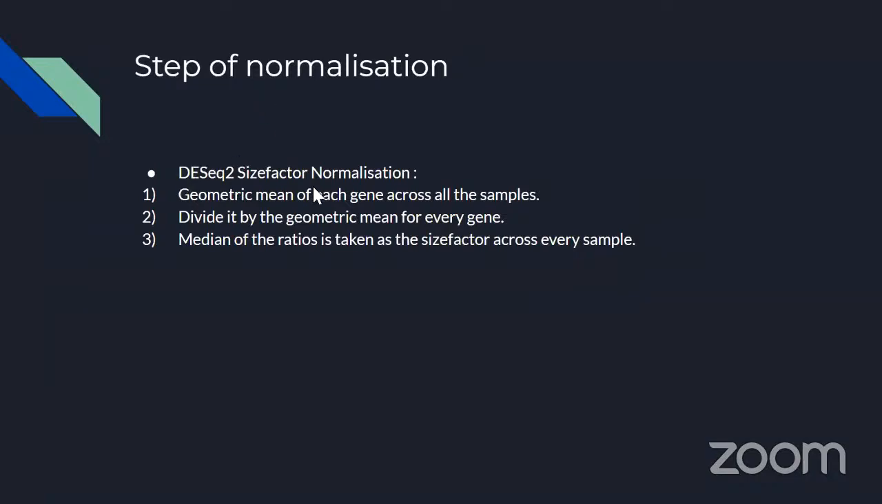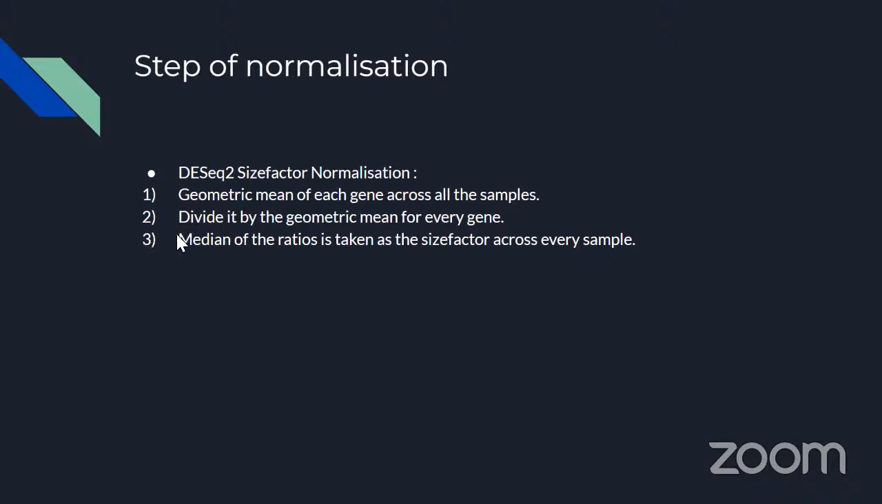Yeah, so what the median of ratios method does is a very simple and intuitive step. It takes the geometric mean for each gene across all the samples, and then you divide by the geometric mean. So for every gene, you take a geometric mean, and then you divide by that, and you have a ratio. So for every single sample, across every gene, you take the median of the ratios as your size factor.